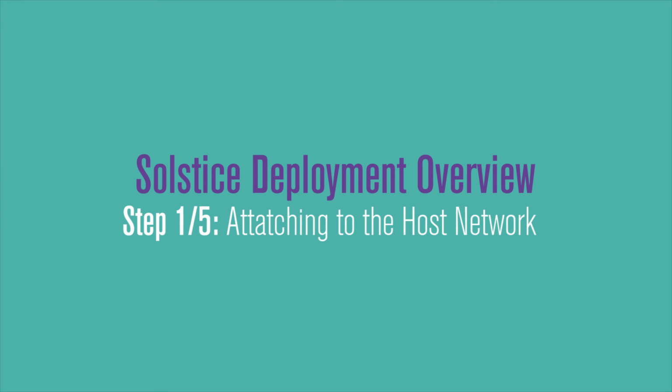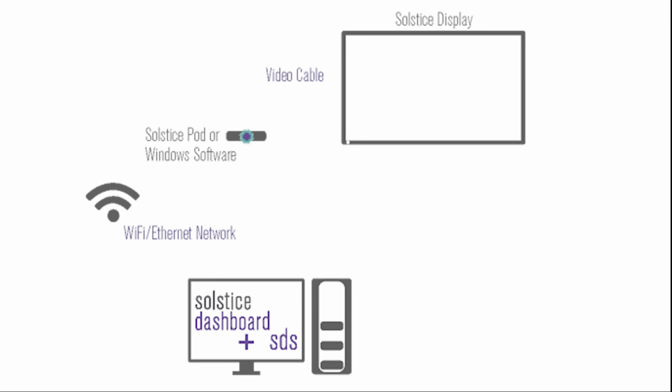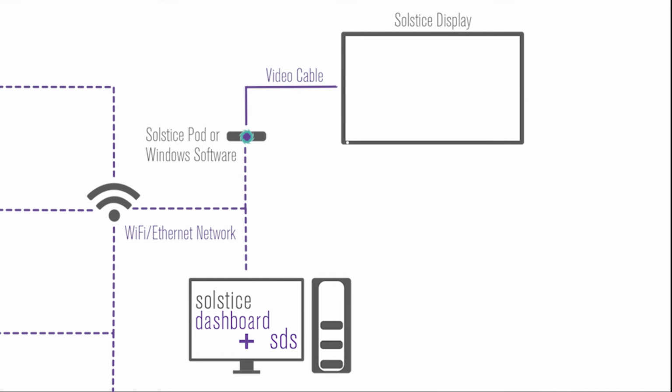Solstice enables users to share content via Wi-Fi or Ethernet networks to the shared Solstice display in the meeting room. To do so, the Solstice pod or Windows software host PC must be attached to the host network that users have access to from their laptops and mobile devices. The question is, how will the Solstice pods or Windows software hosts be attached to the host network?